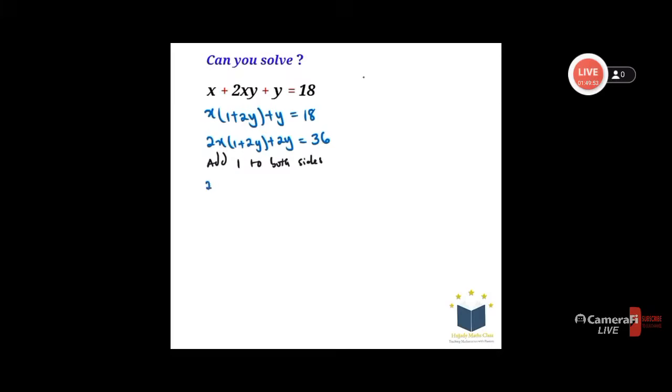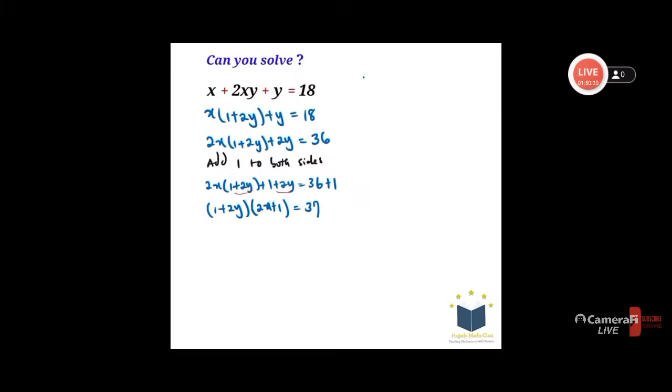So here we have 2x(1 plus 2y) plus (1 plus 2y) equals 36 plus 1. So with this, we have 1 plus 2y, 1 plus 2y, which is easy for us to factor out. So with this, we are going to have (1 plus 2y)(2x plus 1) equals 37.